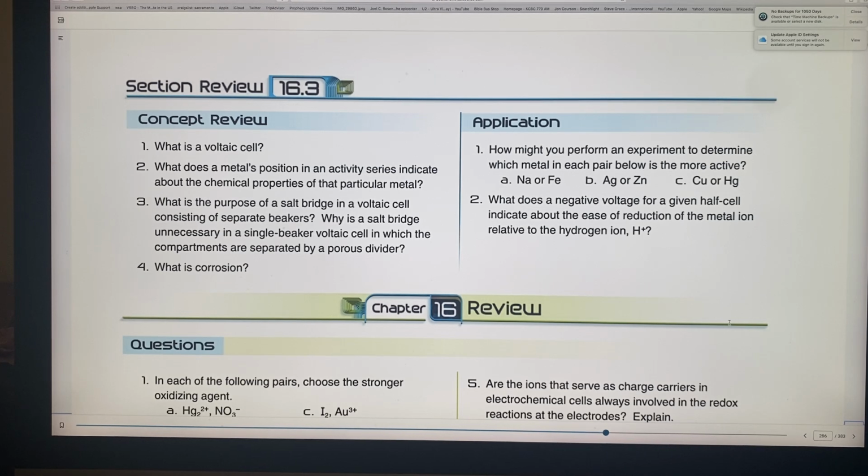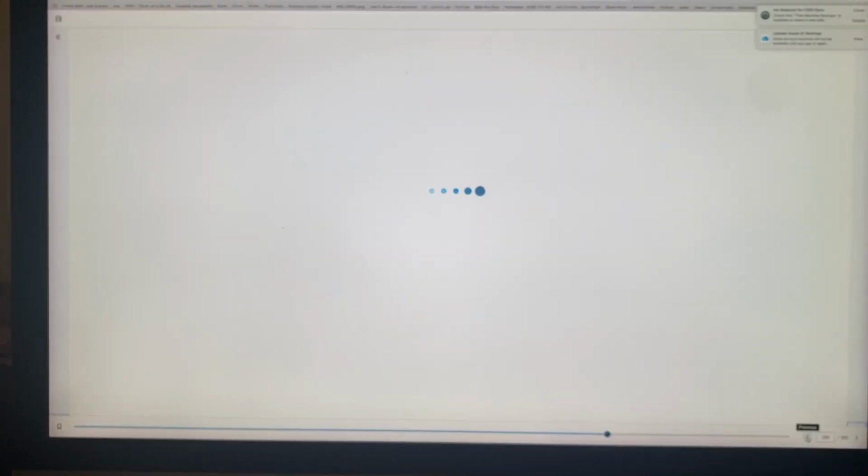Oh, corrosion. I didn't really go over corrosion. Let's go over corrosion. It says, what is corrosion? It's electrochemical deterioration of metals. Why do some metals deteriorate? Because they're going through this same process with oxygen, you know. So let's go back to corrosion.